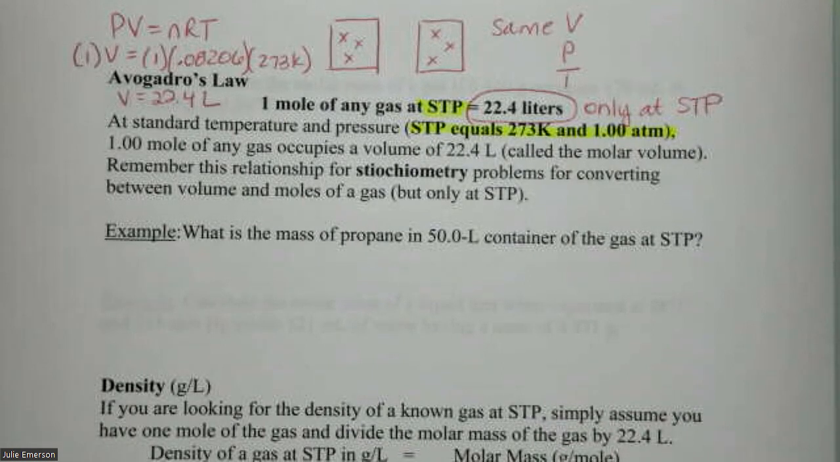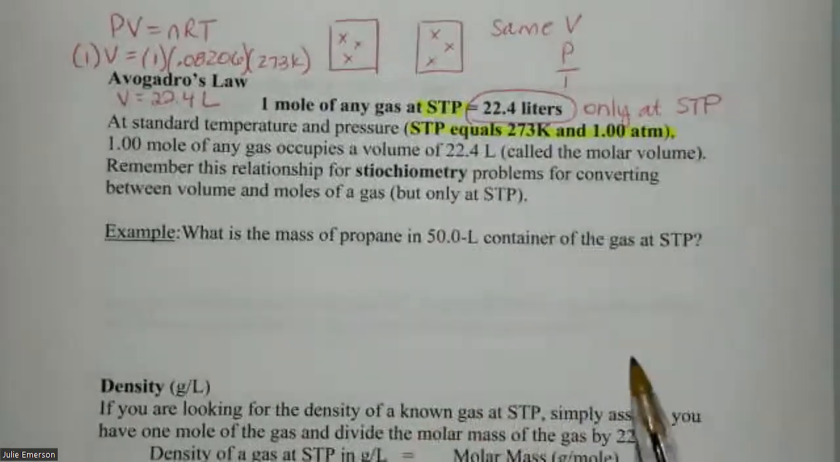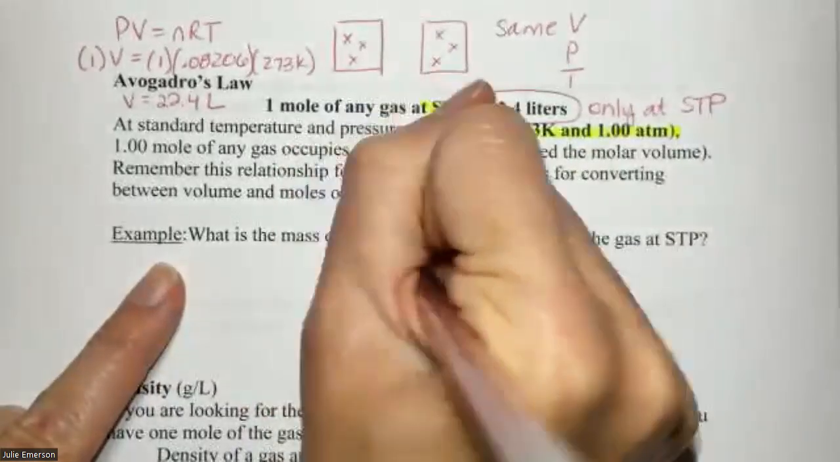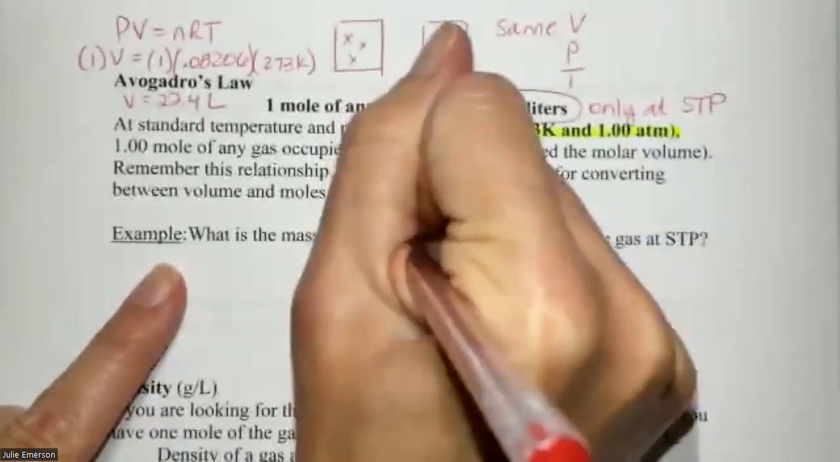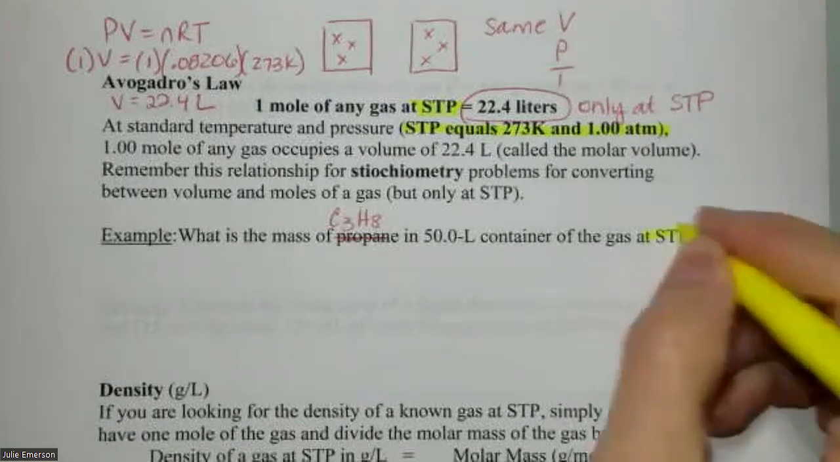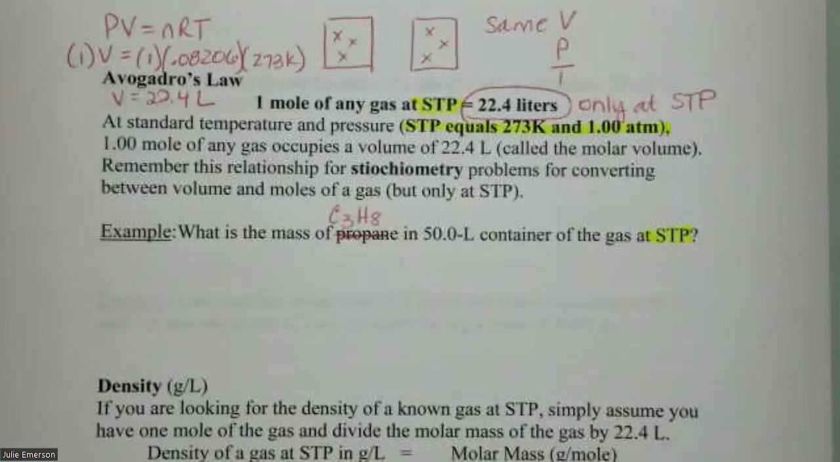So you have to make sure and look for that code, STP. Here's an example. What's the mass of propane? If it were a test or a quiz, I would tell you propane is C3H8. We don't need to know what that is. Here's where I recognize that I've got STP. I've got this propane, 50 liters of it, under standard temperature and pressure.